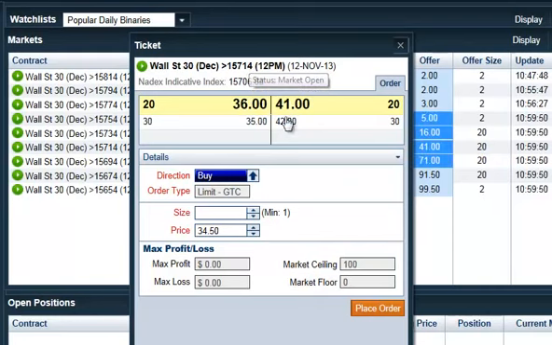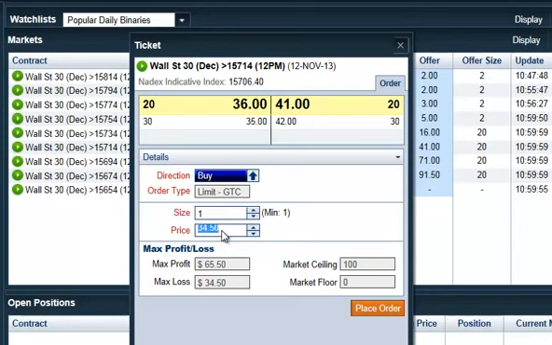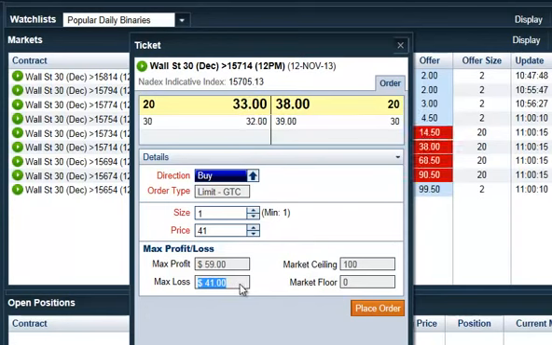15,714 at 12 o'clock, I would want to be a buyer, which is this right column here. So then you would just click on the buy button and the size, and that number is 34 here. I can change it to 41. And then this is the key number that you want to watch for: the maximum loss. The maximum loss is how much is the maximum you can lose on this particular trade. So as of this minute, it would be $41.